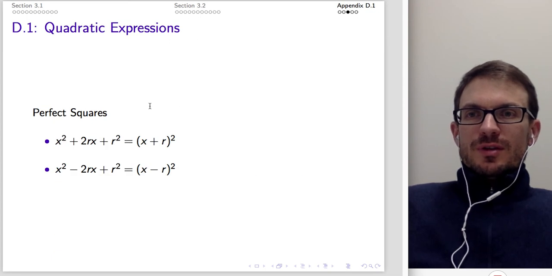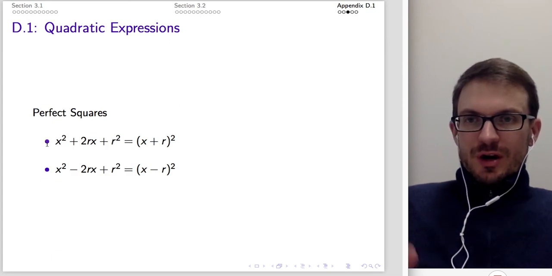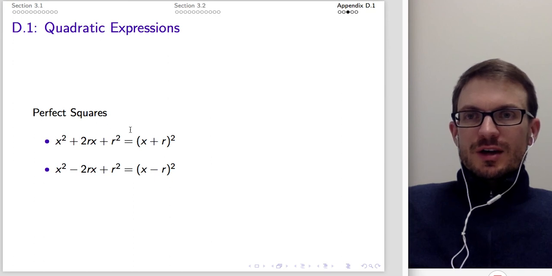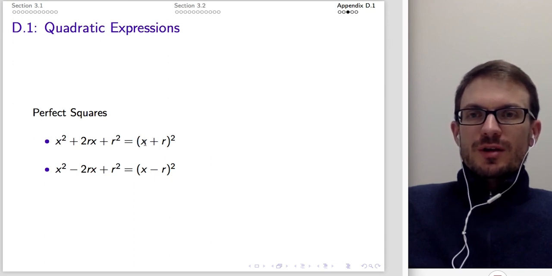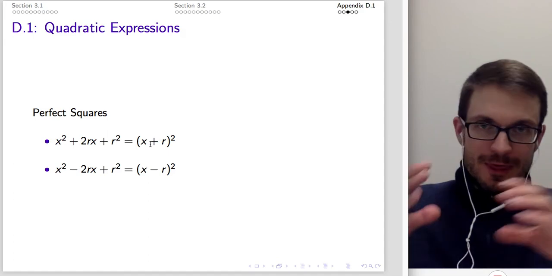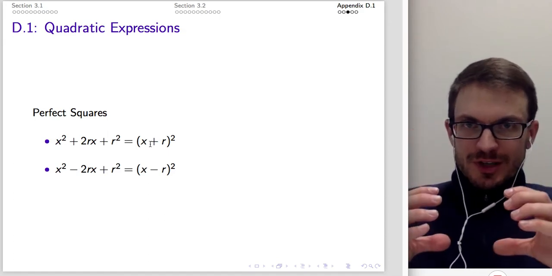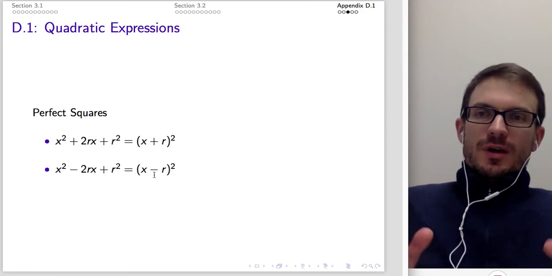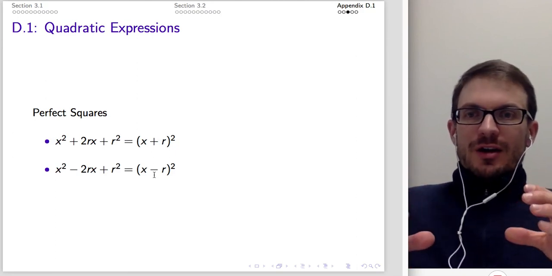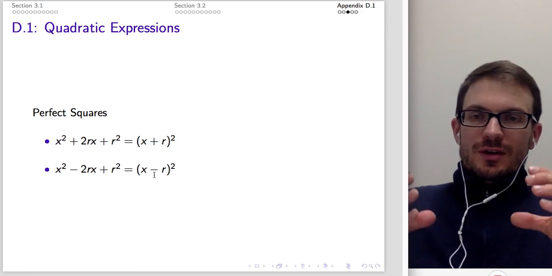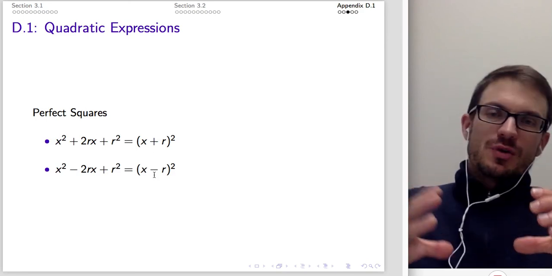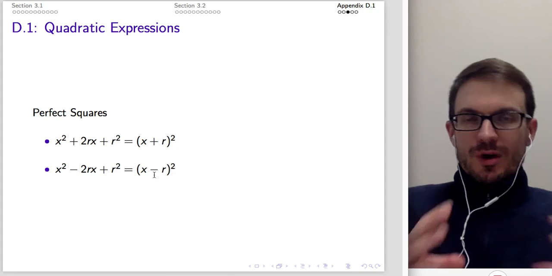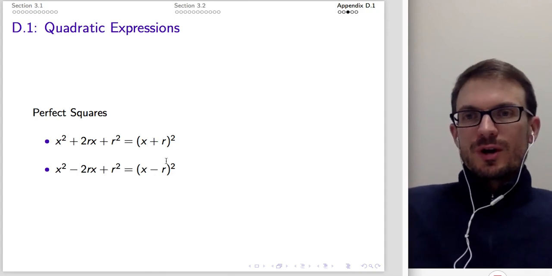Okay, so a couple other things. Perfect squares. Here's the expression for perfect squares. A perfect square quadratic is when we have some x plus some r, that thing times itself. So the quantity x plus r times the quantity x plus r gives us a perfect square. Also, the quantity x minus r times the quantity x minus r, or the quantity x minus r squared, is also a perfect square.